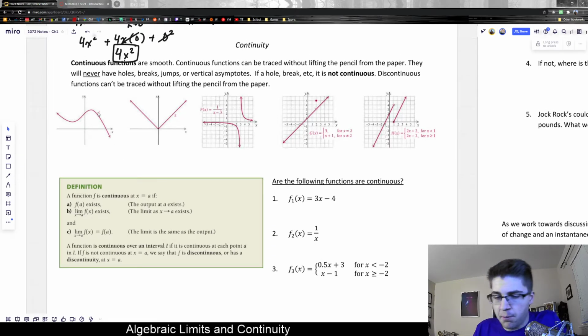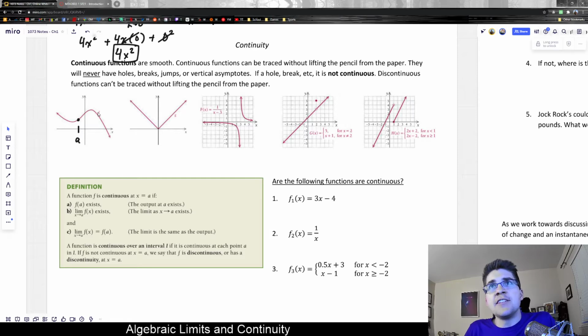Let's just pick a random point on the graph. Let's just say this right here is point A. We can tell that this point on the function is defined because it's part of the graph, right? There's no holes, there's no missing parts. Well, visually it's continuous, but that's not a proof based on the definition.